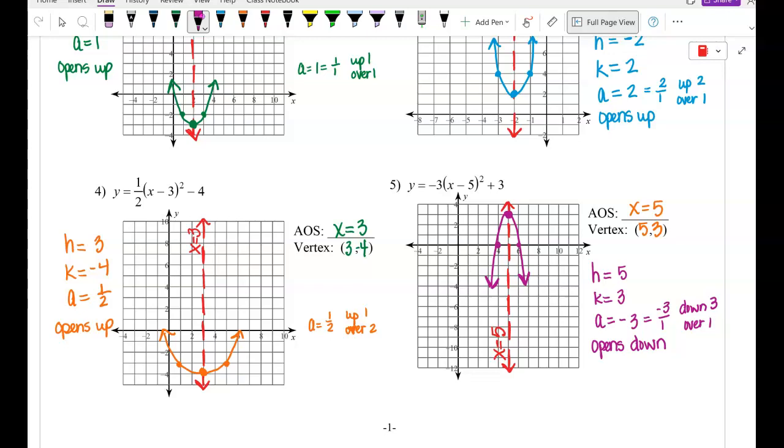So again, the notes and the homework are one and the same. So we did the first 4 here together. On the back side, there are 6 more questions. Those are the ones that you're going to be responsible for doing on your own.